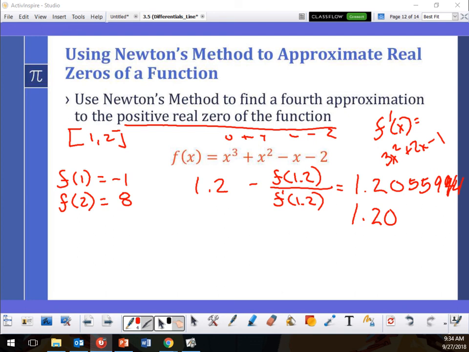So was the 1.2 the first time? Yeah, 1.2 was the first one, and this goes out, and this is what we got out of it, and this goes into the next one. You just keep doing it until you get closer and closer. You have to subtract it by the same number.